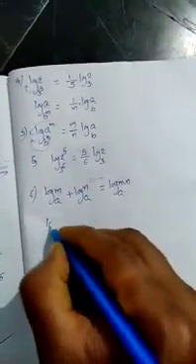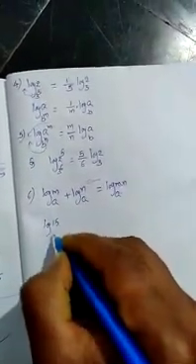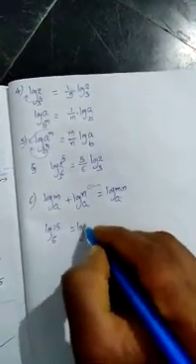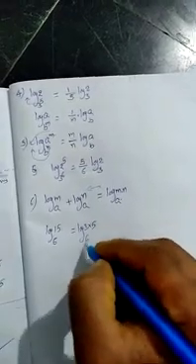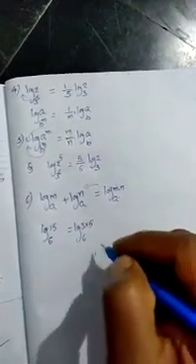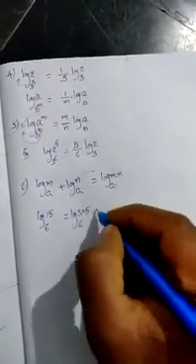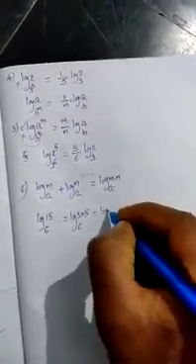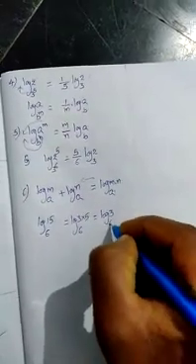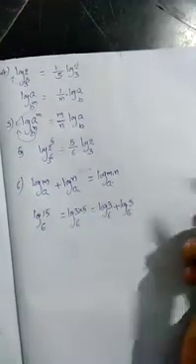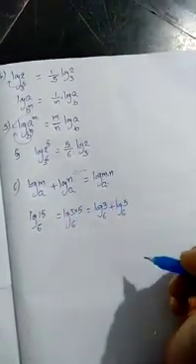For example, if we have log 15 base 6, how to write 15? For example, you can write it as 3 into 5 base 6. Base can be anything. If you are not writing the base, the general base is 10. So log 3 into 5 base 6 becomes log 3 base 6 plus log 5 base 6. And I am separating the product.